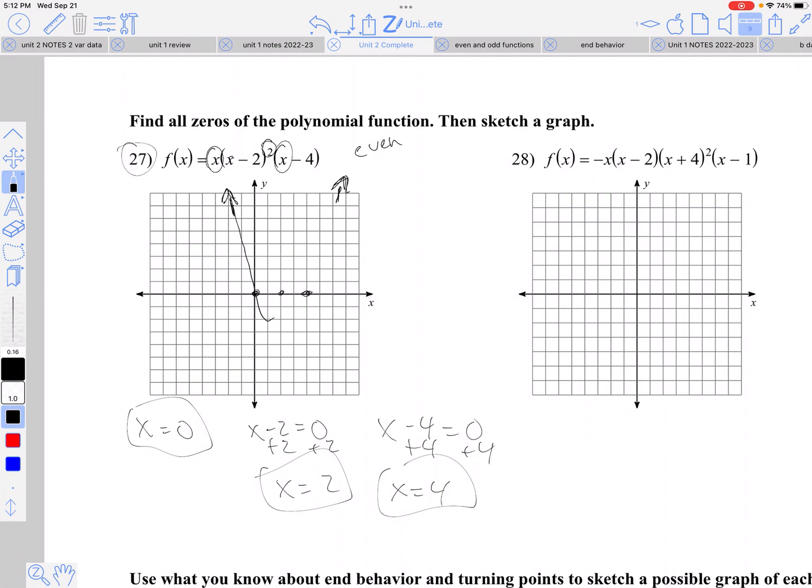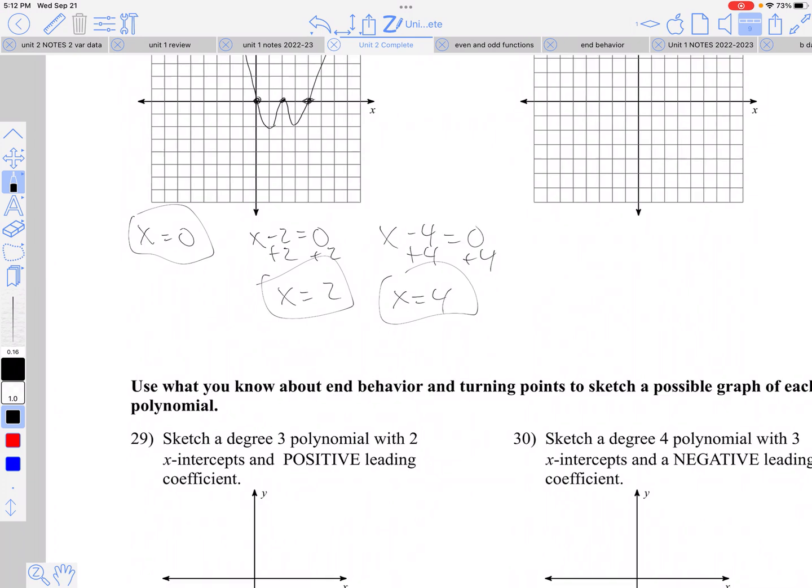But when I hit the 0 at 2, notice there's multiplicity, and we've talked about this in class. It can't go through. When you have an even multiplicity, it bounces. But then I have multiplicity of 1 at 4, since it only happens once, so it passes through. So there's a nice sketch of the graph using the zeros, the end behavior, and multiplicity. That's all you need to do. So go ahead, try 28, right?